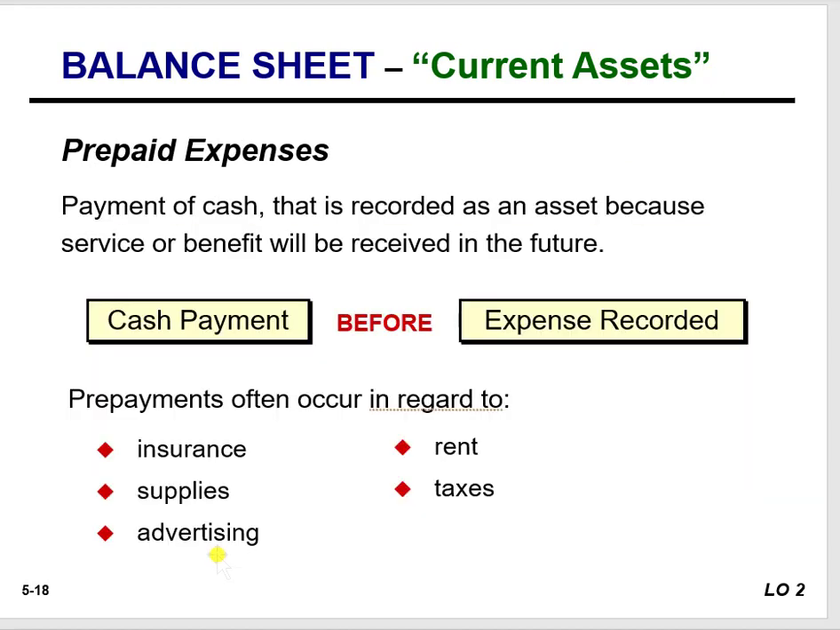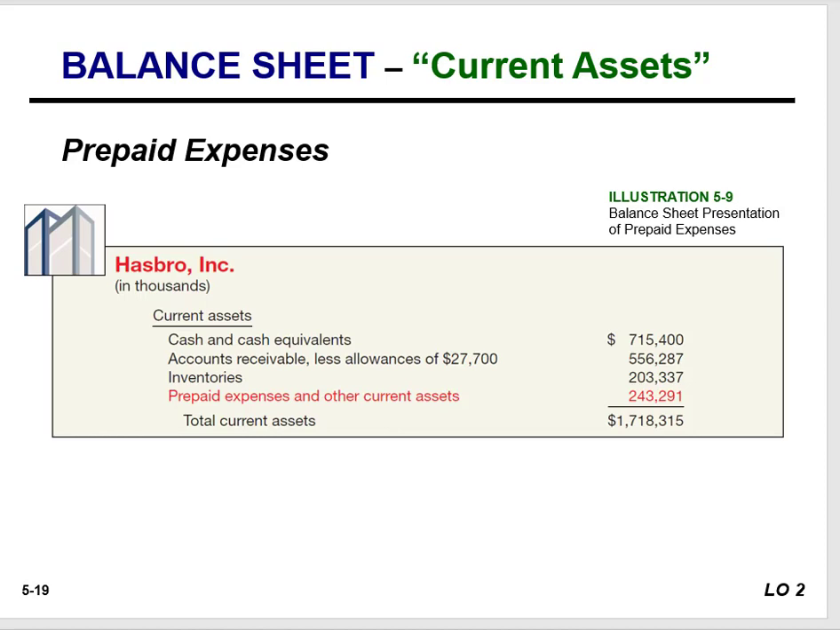Prepaid expenses. A payment of cash that is recorded as an asset because a service or benefit will be received in the future. So there's a cash payment before the expense is recorded. Prepayments often occur in regard to insurance, supplies, advertising, rent, and taxes. We've gone over prepaids before. Here is an example of how you would present prepaid expenses.